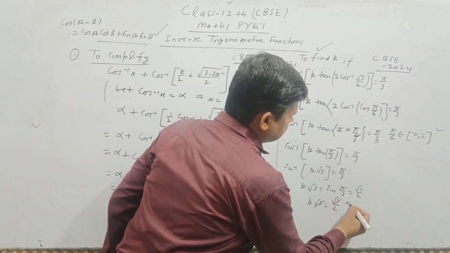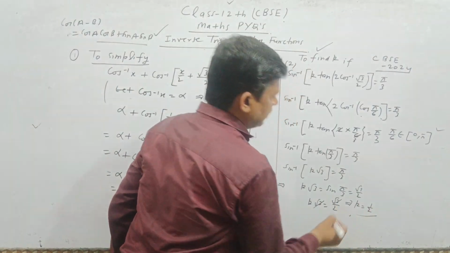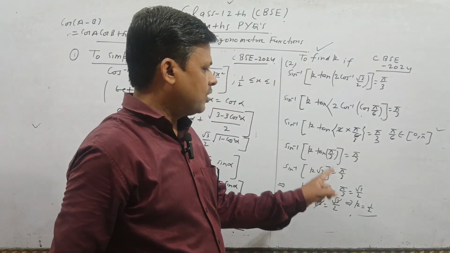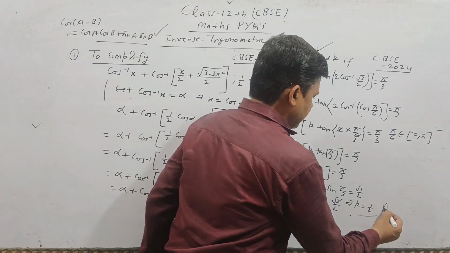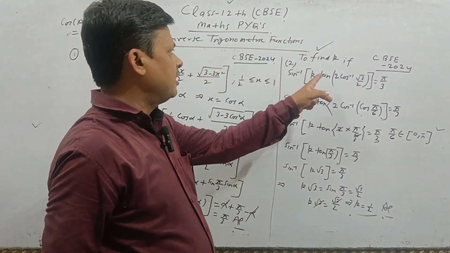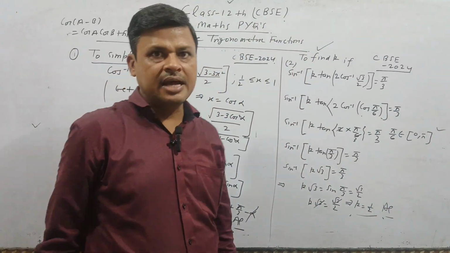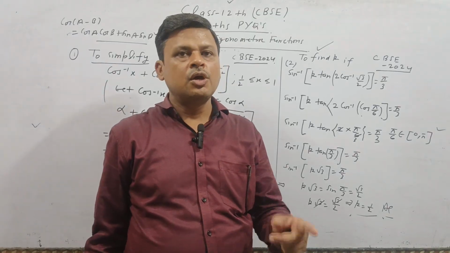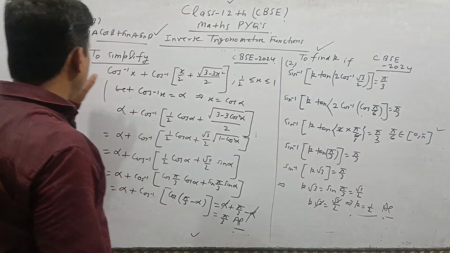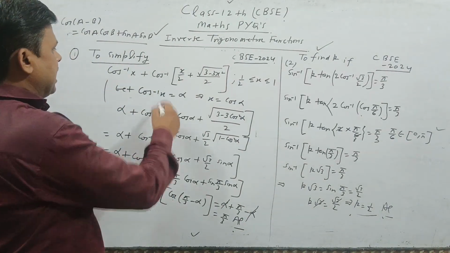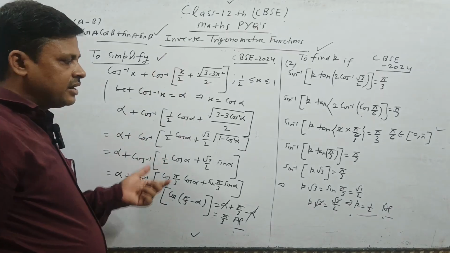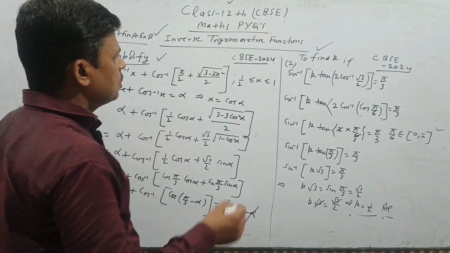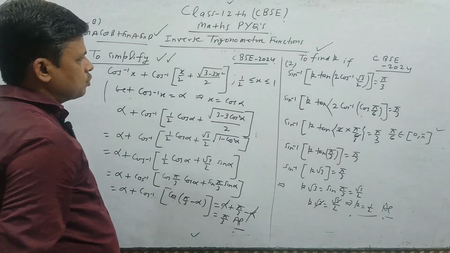So in this way k root 3 is equal to root 3 by 2. Root 3 and root 3 cancel out. So what is the value of k? The value of k is 1 by 2. So this is all about the value of k that we had to find in the second question, which has been asked in the CBSE board examination 2024. These two questions are very important and of different nature. So please practice these questions.